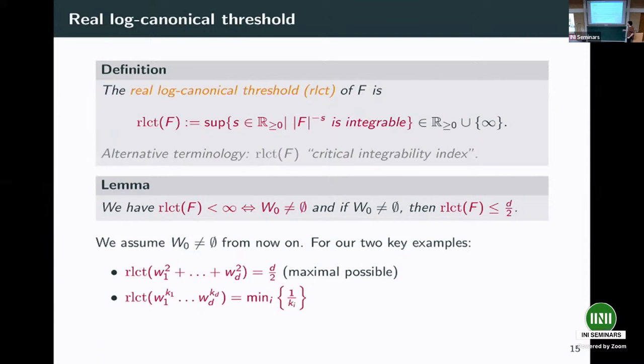I could also say what happens when you have less than detail. I choose to do the maximum number. So from the two examples before, we saw that this real log-canonical threshold of the sum of these squares is d over 2, which, as I just said, is the maximum possible. And in that case, it's the minimum of the 1 over pair. So in that case, in particular, it's always less or equal to 1.